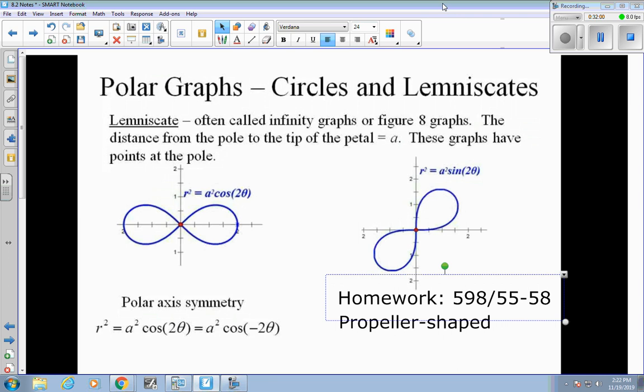And why do these have pole symmetry? What was the test for pole symmetry? The one we haven't talked about yet. What was it? r equals negative r. Well, if you square a negative, what do you get? So it should make sense why this has pole symmetry for these graphs here.